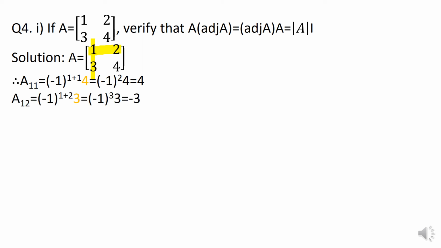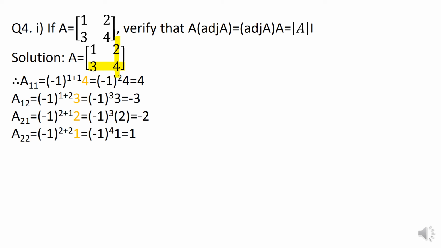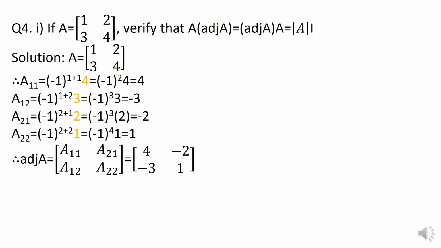Then A12, by ignoring the first row and second column, we get M12 as 3, and that has been used in the formula for A12. Thus we find A12 which is minus 3. Similarly, by ignoring the second row first column, we get A21, and by ignoring the second row second column, we get A22. Once that is done, we find adj A.